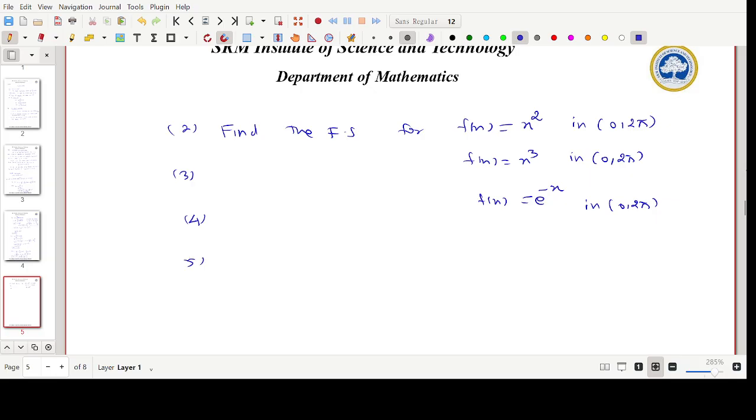And fifth question, find the Fourier series for the function sin x in the interval 0, 2 pi. And sixth question, cos x in the interval 0, 2 pi. Try the same method. Write your a naught formula, an formula, bn formula, then integrate, you will get the solution.